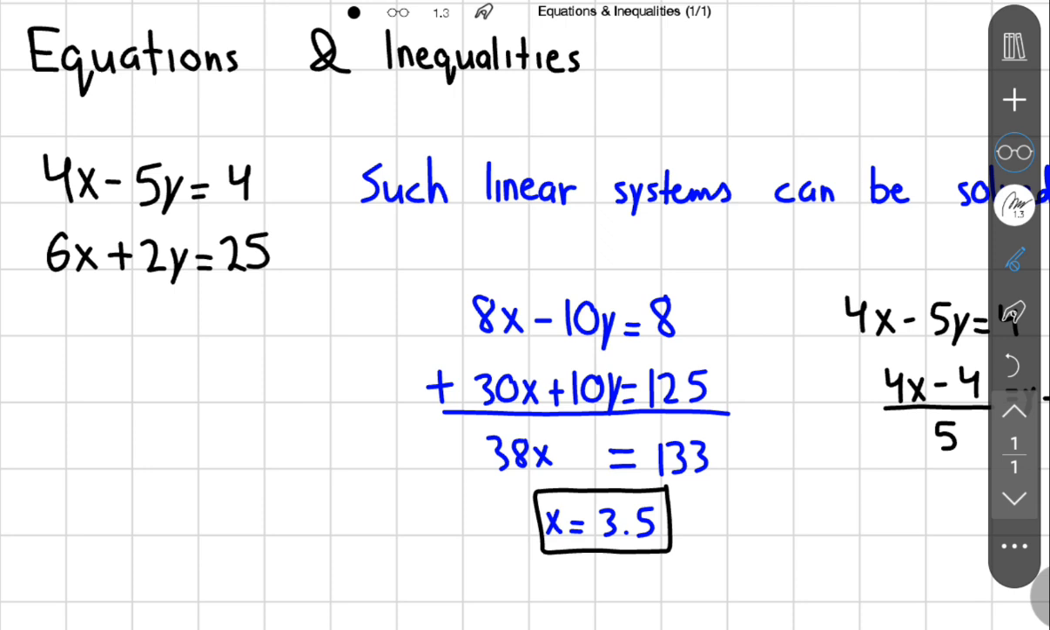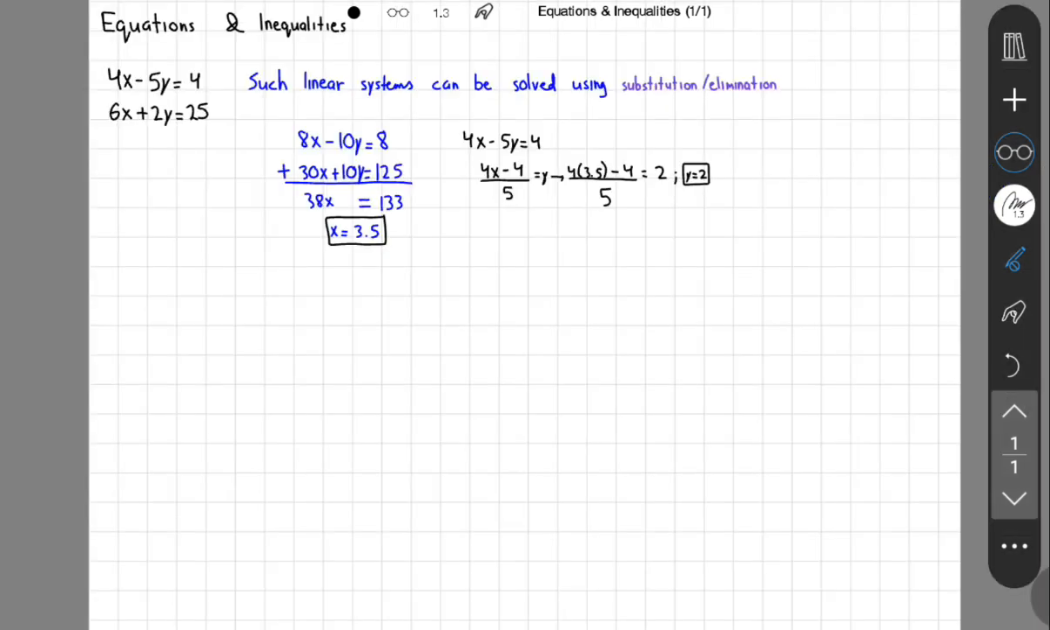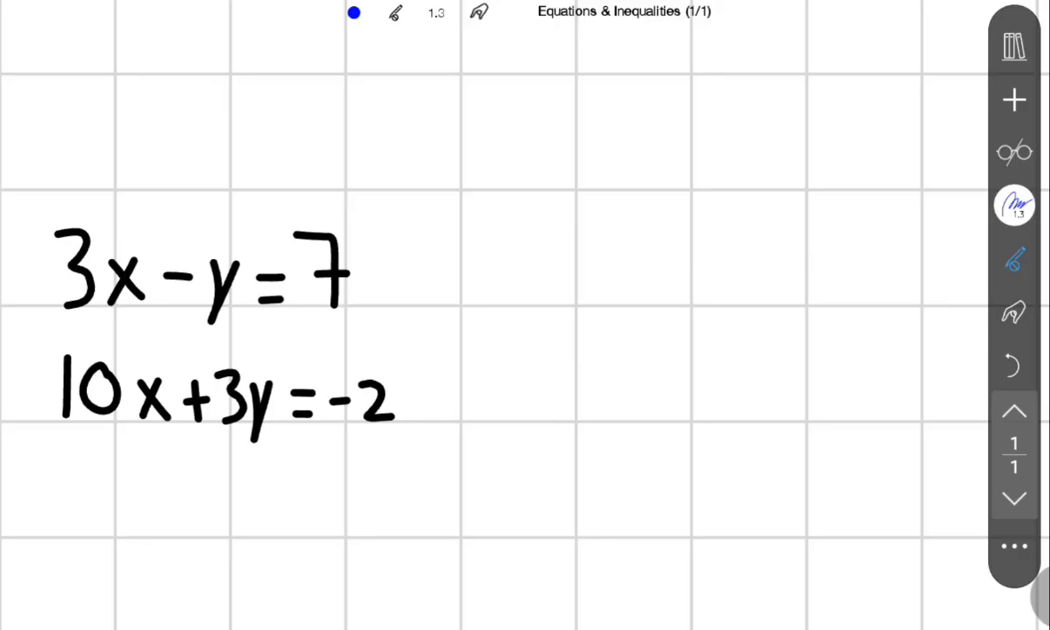Now let's get another system where we could solve it by using substitution. Let me just write it down quickly. Now we have this linear system: 3x minus y equals 7, and 10x plus 3y equals -2.